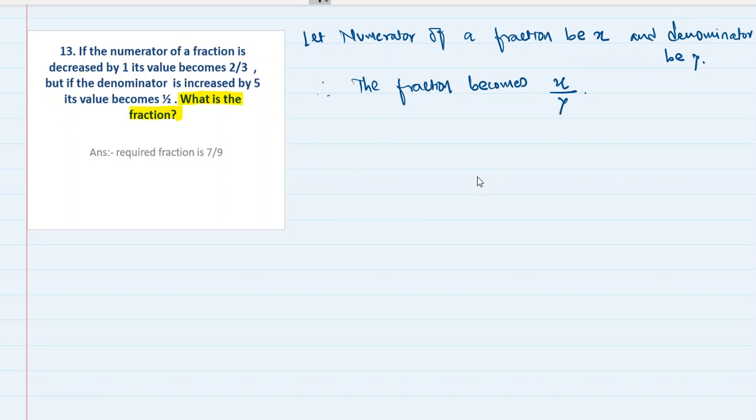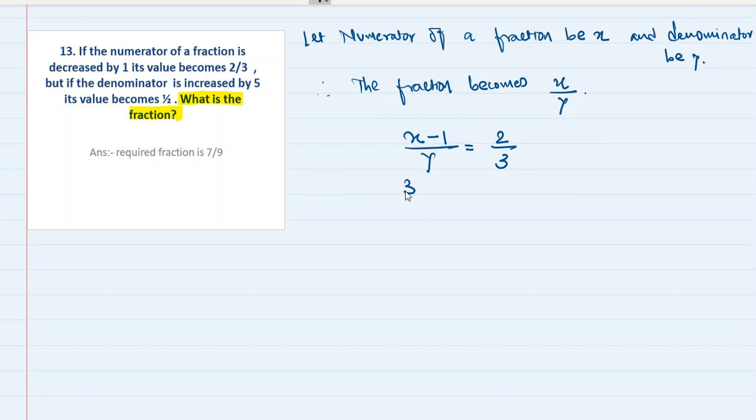Now what they are saying: the numerator of a fraction is decreased by 1 and its value becomes 2 by 3. If the numerator is decreased by 1, the denominator being unchanged, then the fraction's value becomes 2 by 3. Okay, so that's the first condition which they have provided us.